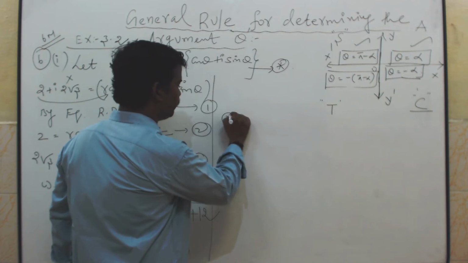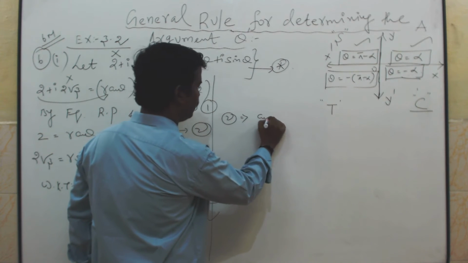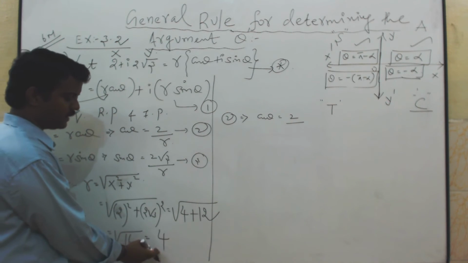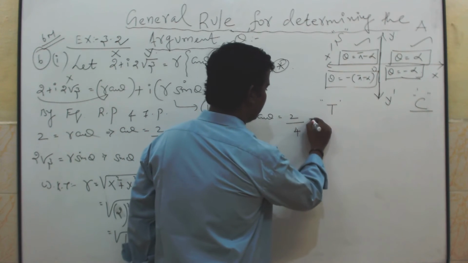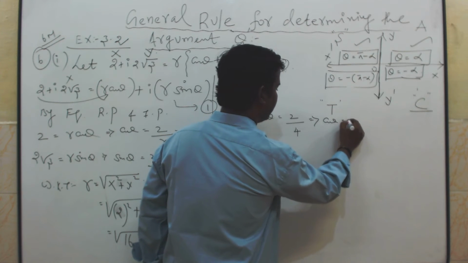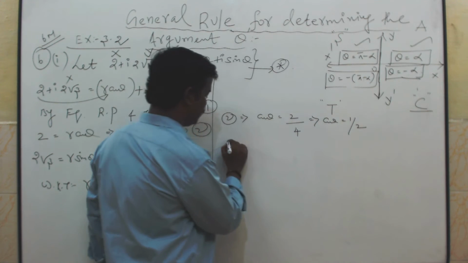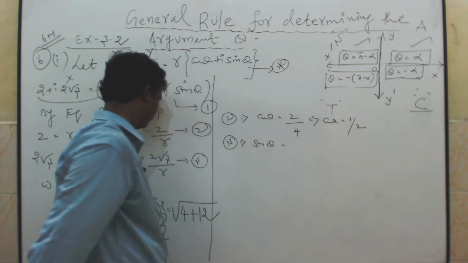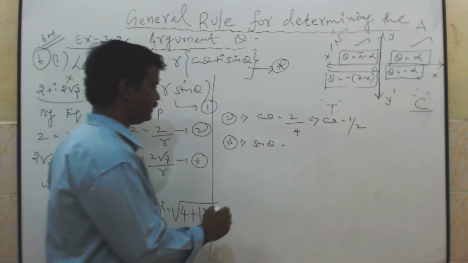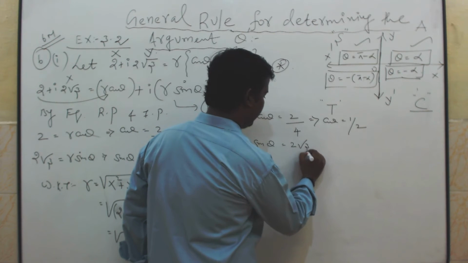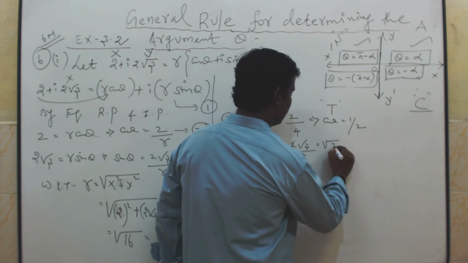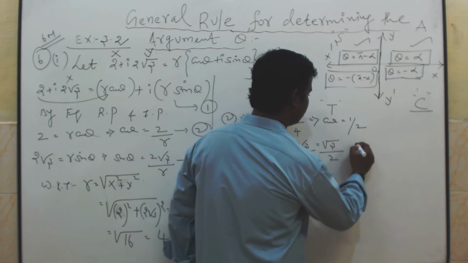Now equation 2 implies what is cos theta? 2 by r. R another 4. Simplify this, you will get cos theta is 1 by 2. Equation 3 implies sin theta is, what is sin theta? 2 root 3 by r. What is r? 4. Cancel பண்ணுங்க இதை. So it is root 3 by 2.